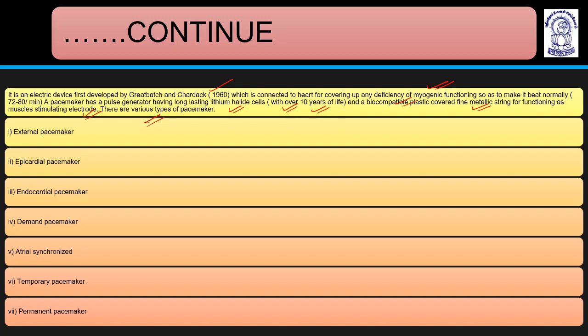There are various types of pacemaker. First is external pacemaker, epicardial pacemaker, endocardial pacemaker, demand pacemaker, atrial synchronized pacemaker, temporary pacemaker, and permanent pacemaker. All these are different types of pacemakers.